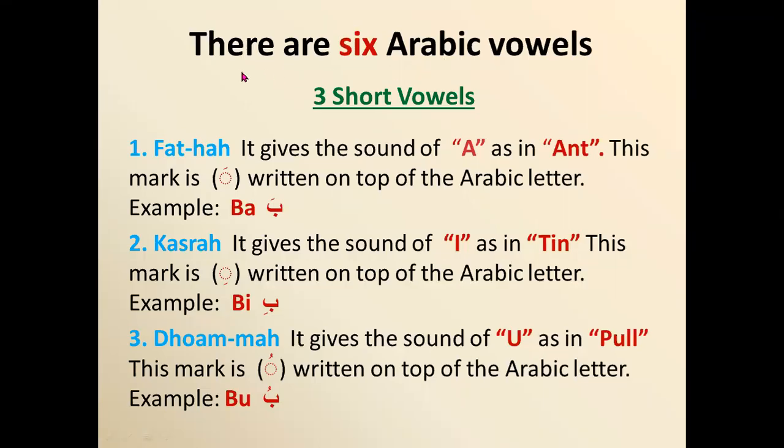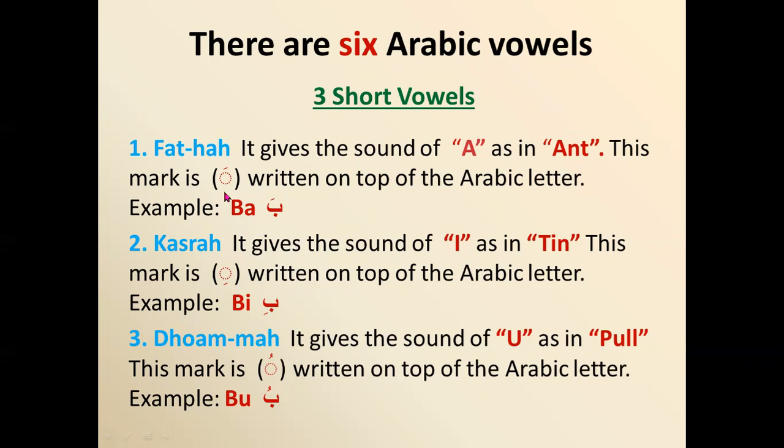Okay, now we are going to talk about the Arabic vowels. There are 6 vowels in Arabic. We have 3 short vowels, and also 3 long vowels. Now in this slide, as you can see, we have Fatha, Kasrah and Dhammah. So these are the names of the vowels. If it is Fatha, the sound of it is A, as in ant.